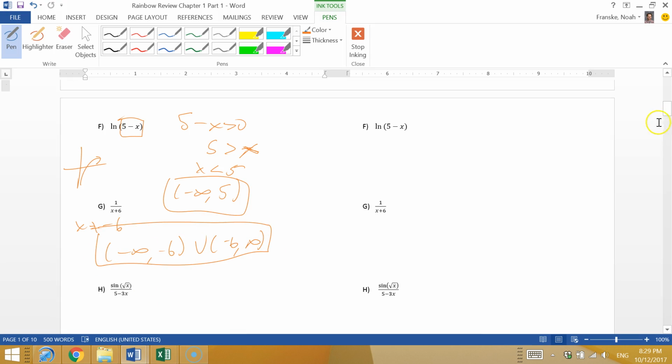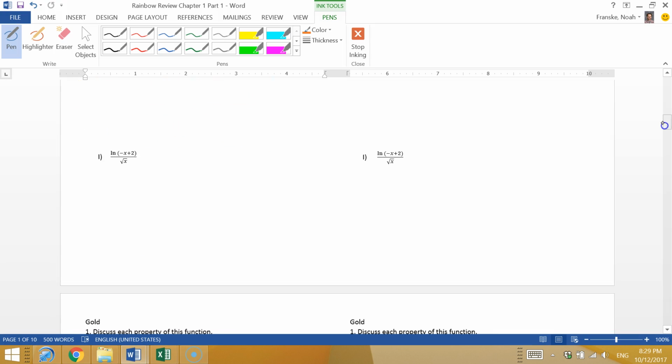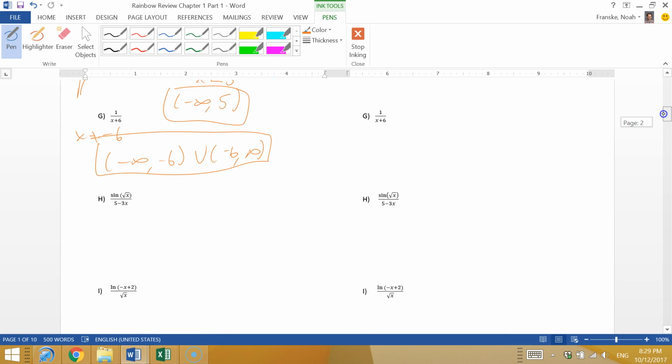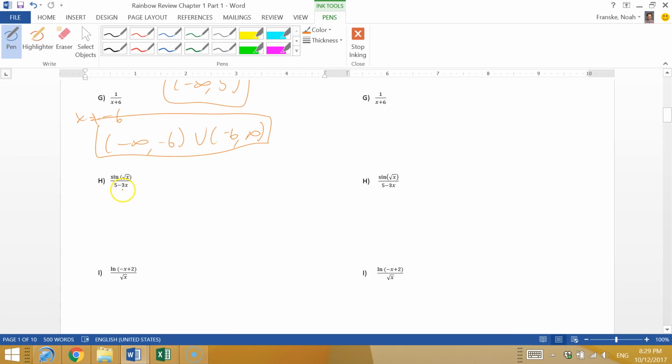Okay, the next one's kind of an interesting one. We got the sine of root x over 5 minus 3x. So there's a couple things at play here. One is we know root x, we have x must be greater than or equal to 0. So bracket 0, infinity. And that's because no matter what comes out of the square root, I can plug it into sine. As long as it's a real number, that's all I need. Then 5 minus 3x, I don't want it to be equal to 0. So we're going to solve that. So we get 5 can't be 3x, which means x can't be equal to 5/3.